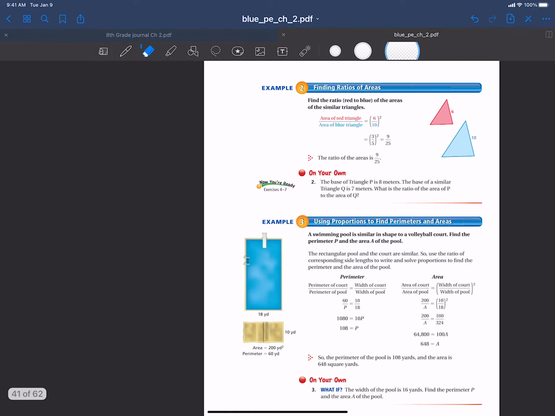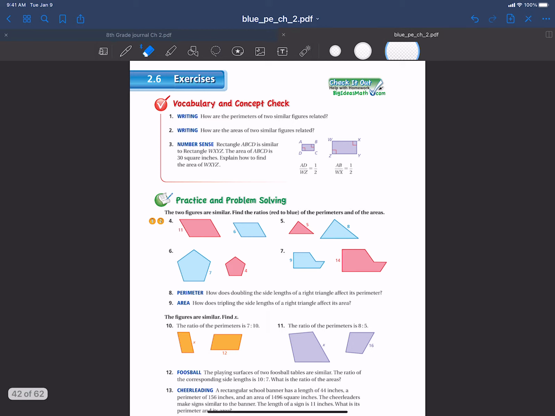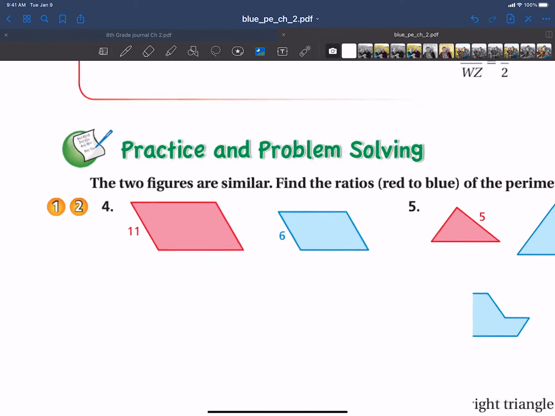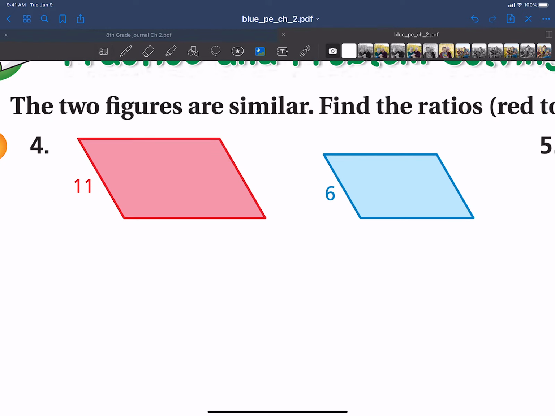Okay, let's do another one. Can you guys draw me these parallelograms on number 4? And you know what you should do in your notes too? Above these two things you've been drawing, I would say, find the ratio of the perimeters. So that way you can go back and be like, oh, that's what we were doing. We were finding the ratio of perimeters. I wasn't just putting numbers on top of numbers for fun.